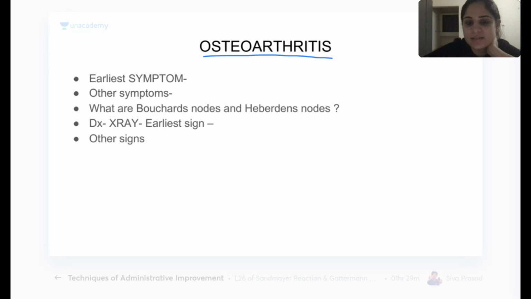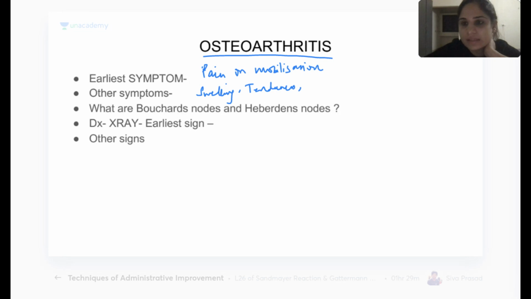So in osteoarthritis, since the knee joint is most commonly involved, you will have pain on mobilization. That's why they will not be able to walk, they will not be able to carry out normal activities. That is why they have to go in for early surgery. Okay. Other than that, you also get some swelling, you also get some tenderness, and you start getting deformity also. It is called varus deformity of the knees. Okay. Bouchard's nodes and Heberden's nodes, you guys have already seen the picture. Bouchard's nodes are seen on the proximal interphalangeal joint and Heberden's nodes are seen on the distal interphalangeal joint.